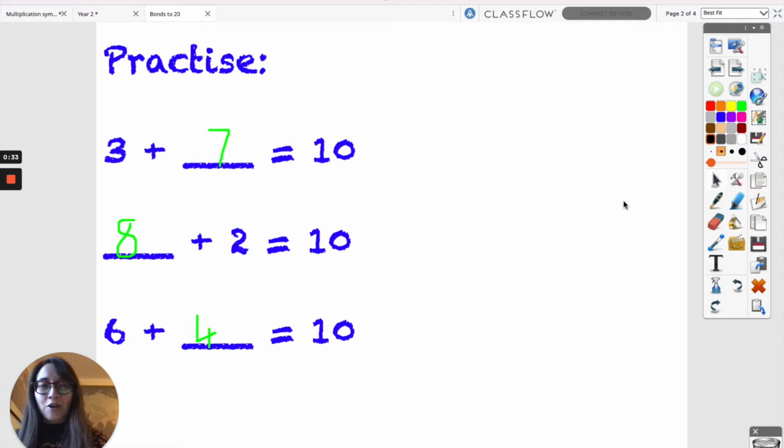Right, so here are the answers. You can get a different color pencil or pen, and you can give yourself a tick if you got it correct. So the first one, 3 plus 7 equals 10. If you got it correct, give yourself a tick. Number 2, 8 plus 2 equals 10. If you got it right, give yourself a tick. And last question, 6 plus 4 equals 10. And give yourself a tick if you got it correct.